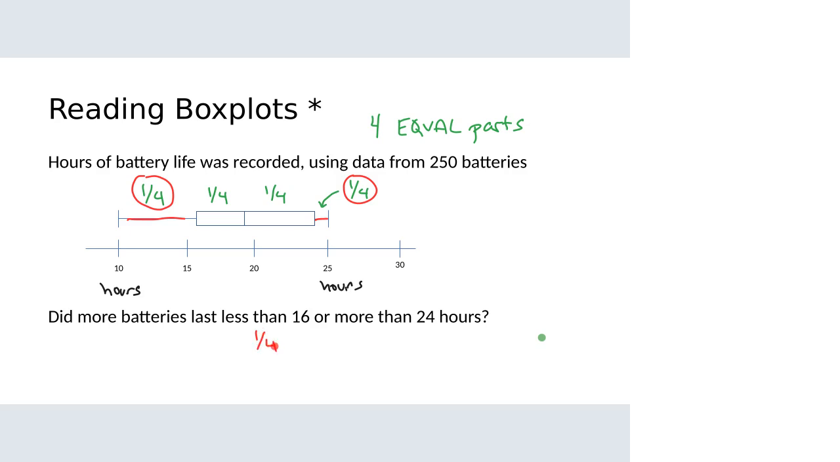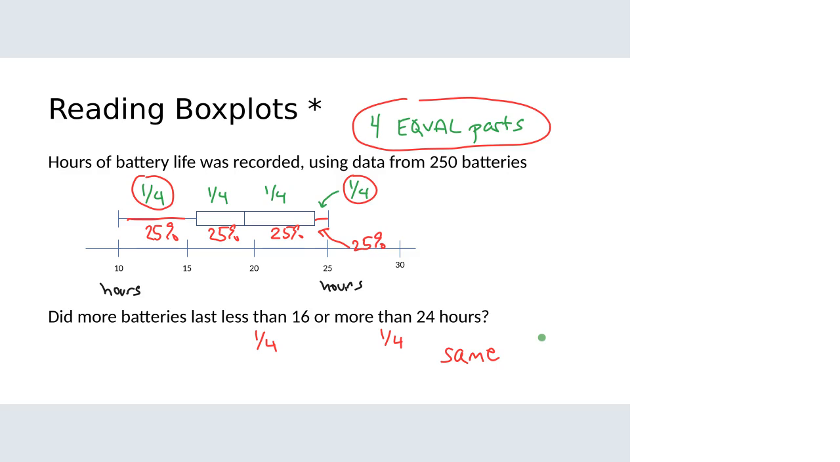1/4 of the batteries lasted less than 16 hours. 1/4 of the batteries lasted more than 24 hours. There are the same number of data points in each, because we know that the quartiles cut the data into 4 equal parts. 25% of my data is here, 25% is here, 25% is here, and even though it's just a tiny little piece, 25% of my data is there.